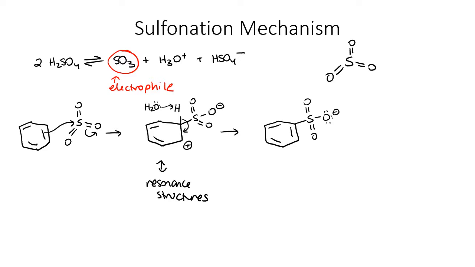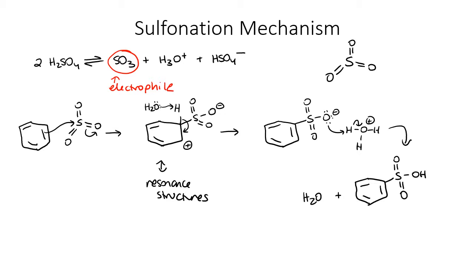Now, our sulfonyl group is SO3H, so we have one more step in this mechanism, which is adding an H to this negatively charged oxygen here. So the hydronium that we just produced is going to come in and serve as our proton source. We will protonate that oxygen, and we will generate our sulfonyl group. Now, after we protonate this oxygen, we're also left with water as a product.